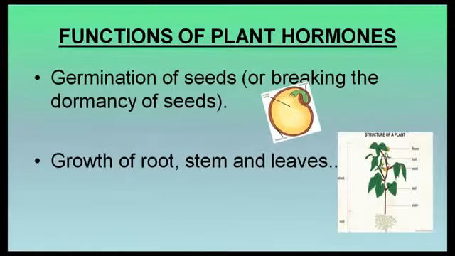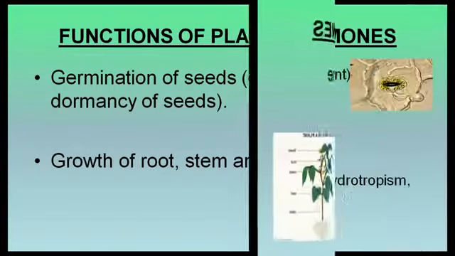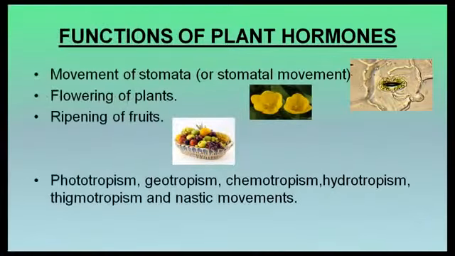Functions of plant hormones. It helps in the germination of seeds. It also promotes growth of root, stem, and leaves. It helps in the movement of stomata, flowering of plants, and ripening of fruits. It also helps in phototropism, geotropism, chemotropism, hydrotropism, thigmotropism, and nastic movements.